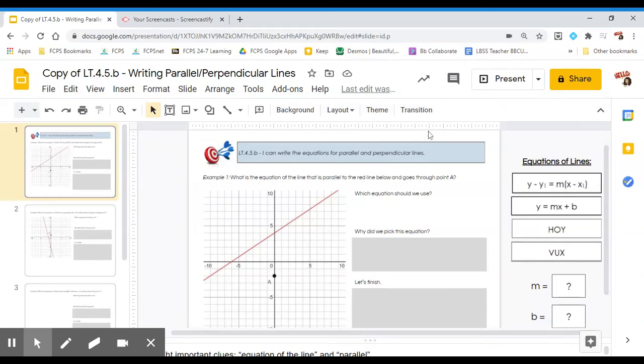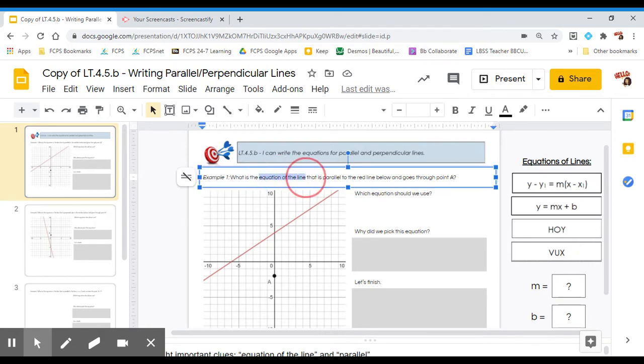Now that we understand the relationship between slopes and parallel and perpendicular lines, we can actually write their equations. So for example 1, what is the equation of the line that is parallel to the red line below and goes through point A? Key words here, we're talking about equations of lines, so you should be thinking about your two formulas. And the other keyword here is parallel.